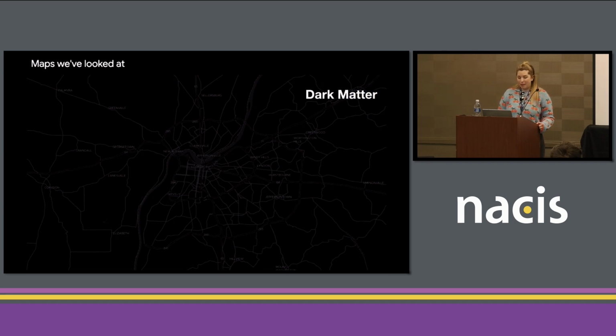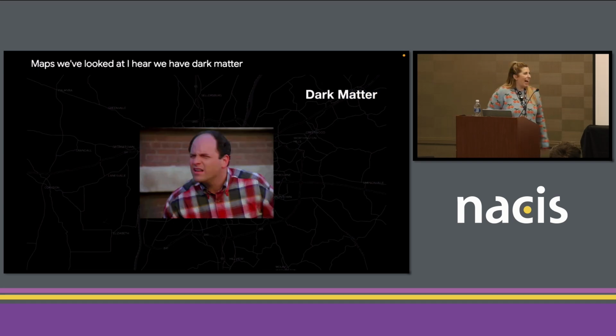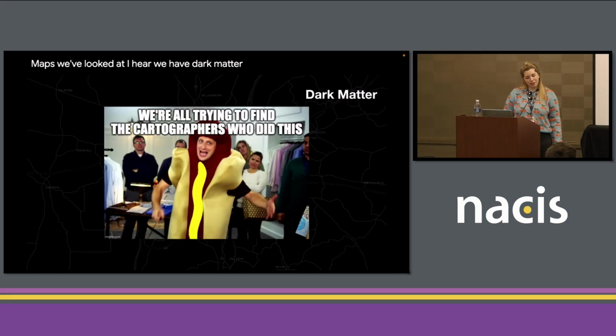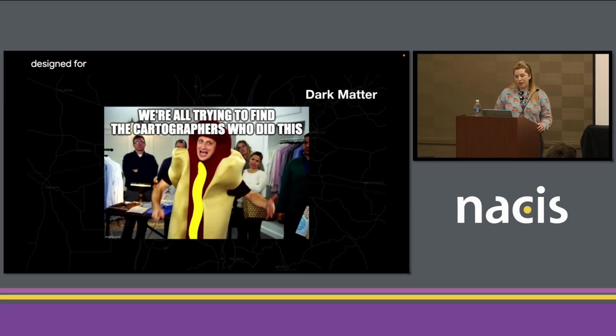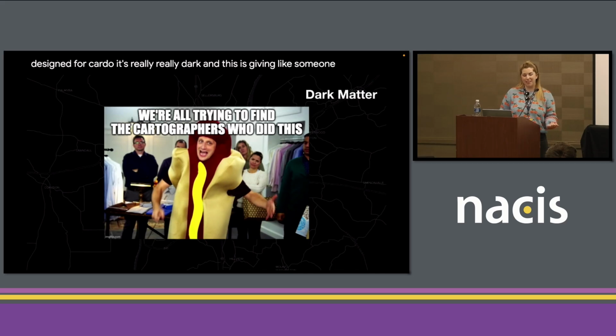And then here we have Dark Matter. And we're all trying to find the cartographers who did this, because this is a Stamen map from 2014 that we designed for Carto. It's really, really dark. And this is giving like someone is in a closet with no windows designing in the dark. Too dark, I think, but you know, it's a base map for DataViz, and that was the time when your data is neon yellow and neon pink on top of a really dark base map. So I guess it worked for that.